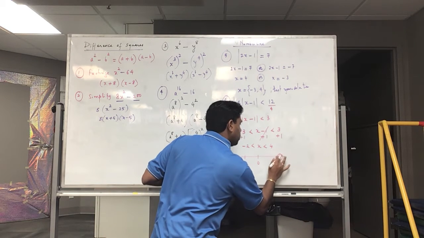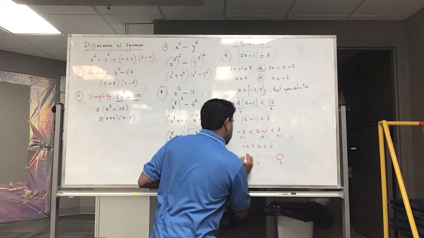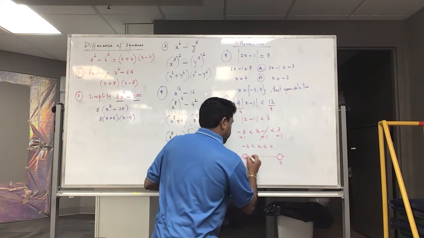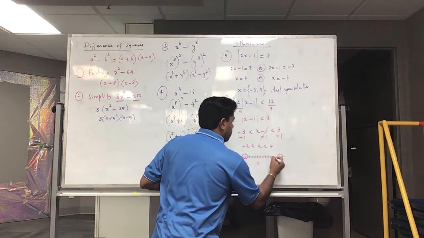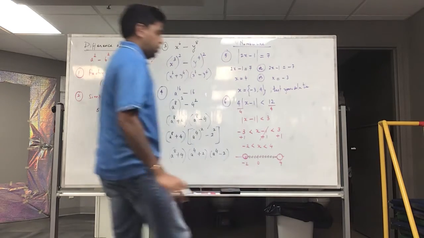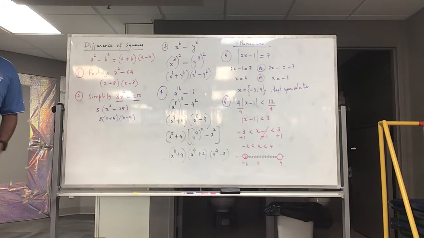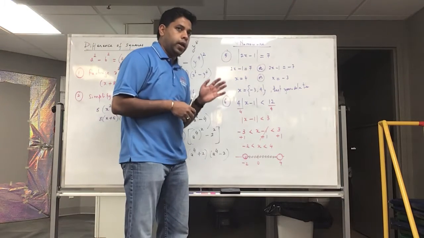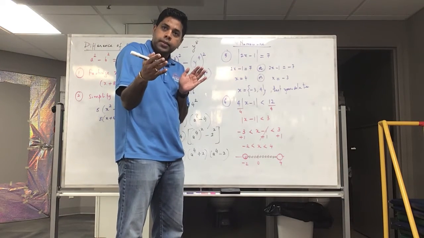It's a hollow circle. It's not equal to. This is your number line. Make sense? So when you have a less than, it is bound between the negative to the positive.